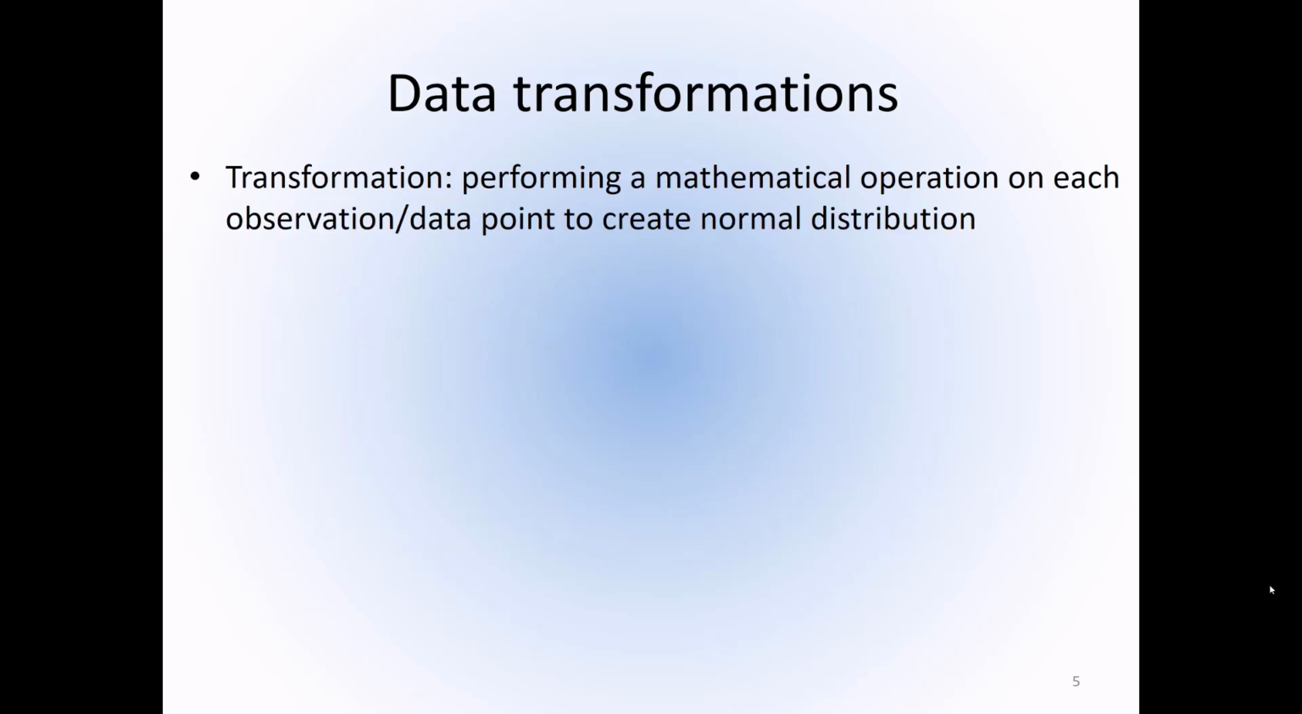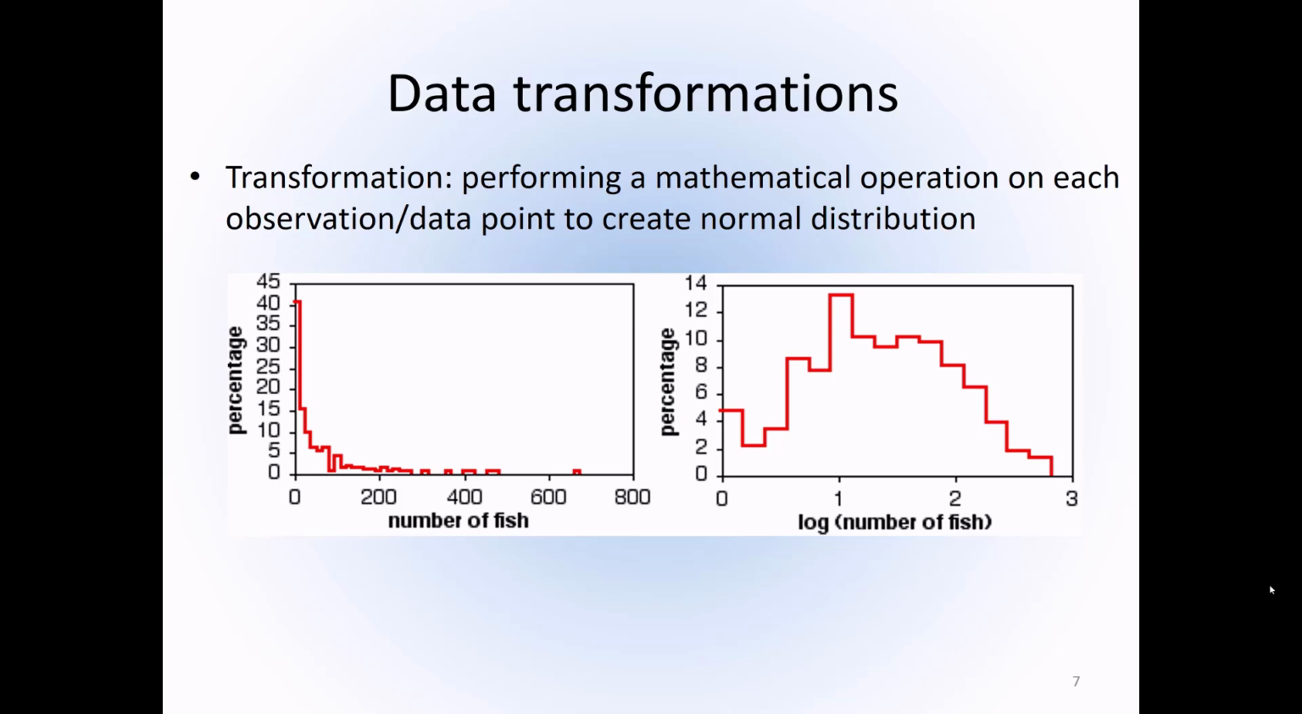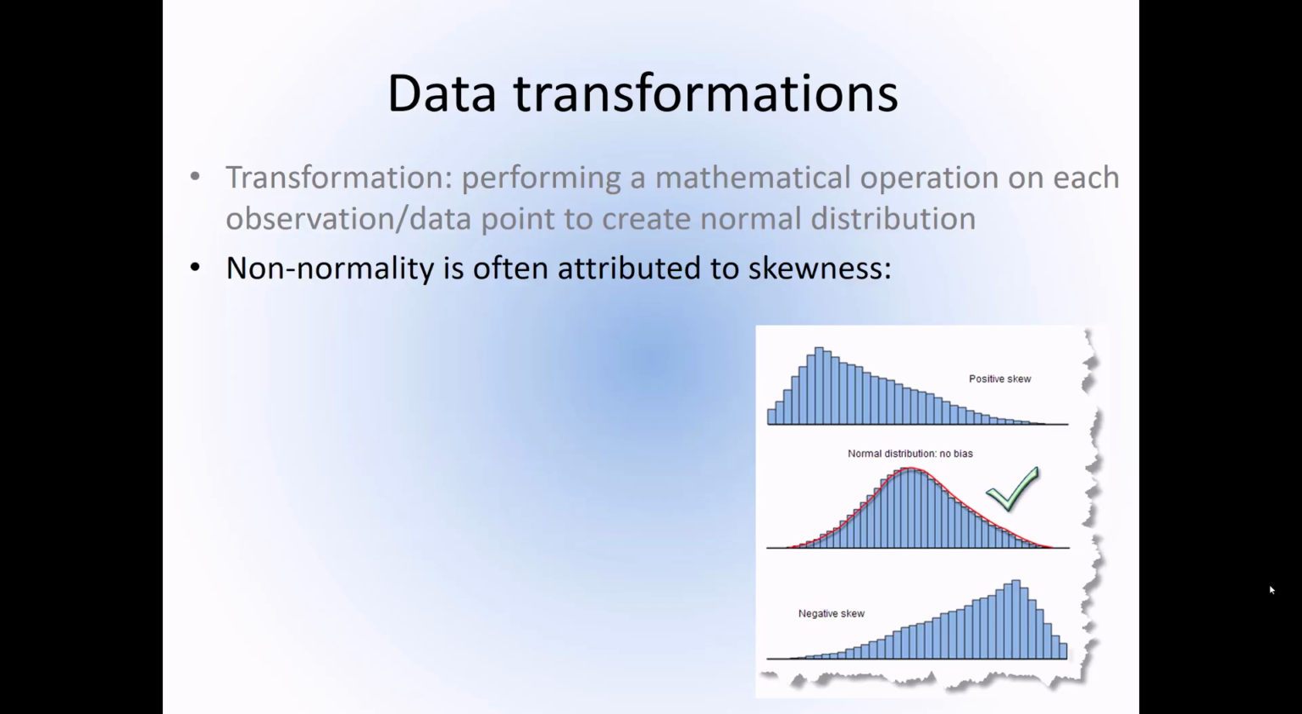So a data transformation is simply using some type of mathematical operation on our data in which to create a normal distribution. And so we can move from a frequency distribution like this, where it's very right skewed, to one that's more normally distributed. And it's important to note that we won't have a perfect normal distribution, but we want it to approximate that unimodal bell-shaped curve. So non-normality is often attributed to the skewness of our data, either positively or negatively.